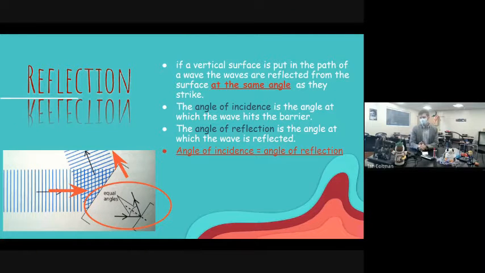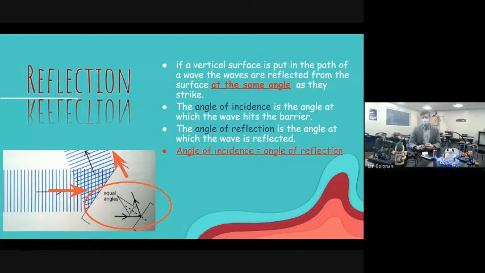So if a vertical surface is put in the path of a wave, something for it to bounce off of, the waves are reflected, and they are reflected at the same angle that they strike at. So if it's coming in at an angle, it'll bounce off at an angle. The angle that it hits the wall at is called the angle of incidence. I like to say incidence sounds kind of like incoming. So it's the angle that the incoming wave runs into the wall at. And then it bounces off at what's called the angle of reflection.